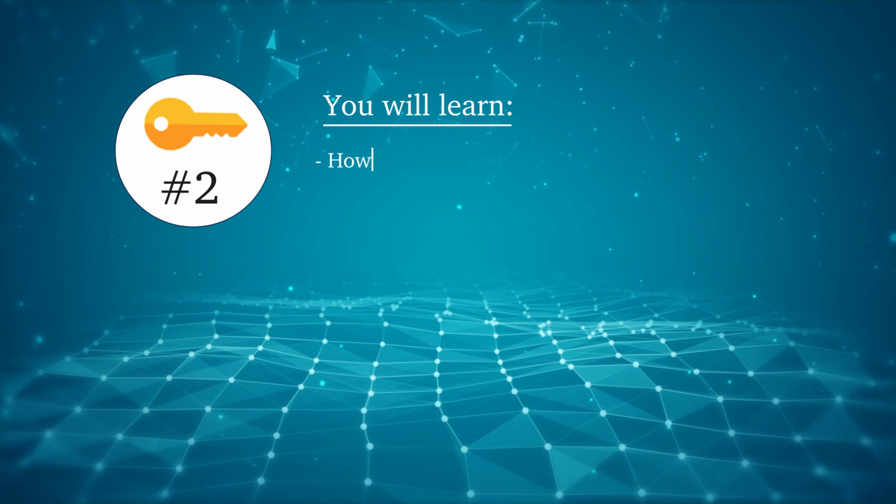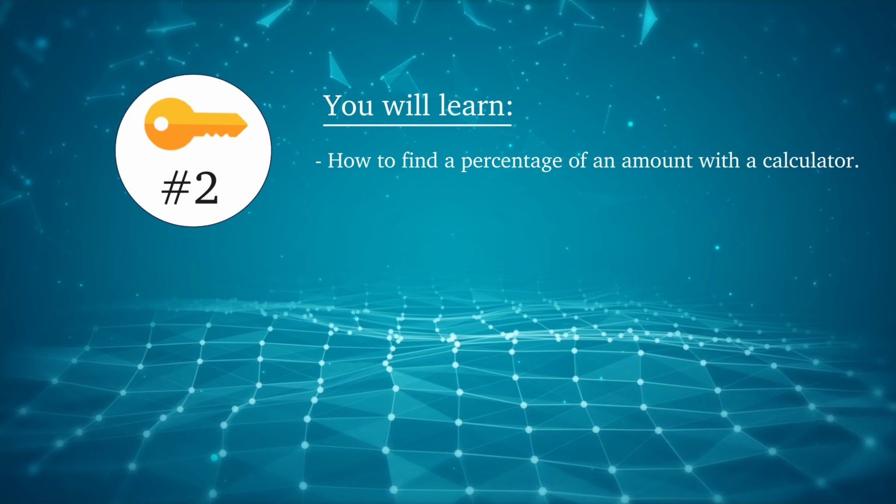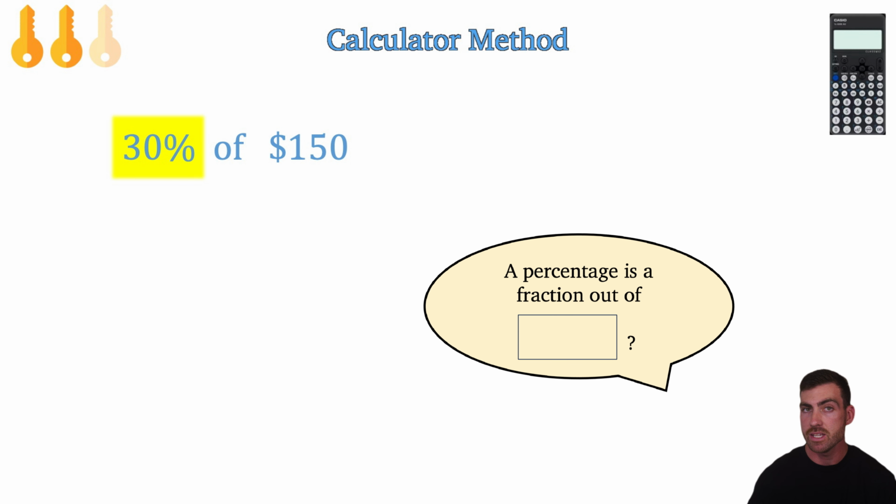In this section, you will learn how to find a percentage of an amount with a calculator. Suppose we want to find 30% of $150. Before we type anything in, we need to understand what this question is actually asking. Finish the sentence. A percentage is really just a fraction out of, yes, 100. So 30% can be rewritten as 30 over 100.